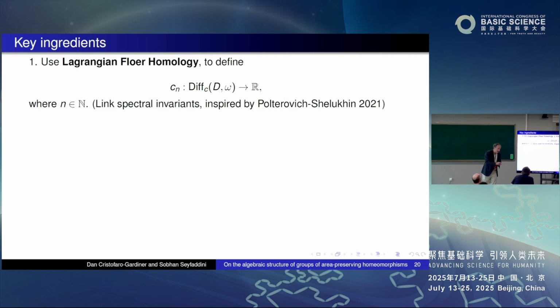Again, if you're really not from the field, maybe think of these as something like eigenvalues of Laplace. There's a whole sequence of them. Okay. Now, remember that we actually want a homomorphism. That's what you want if you want to show that something is not simple. Unfortunately, these spectral invariants won't be homomorphisms.